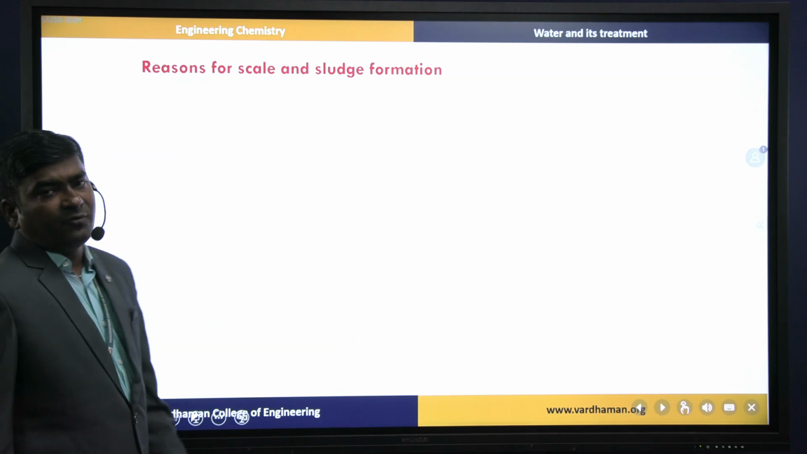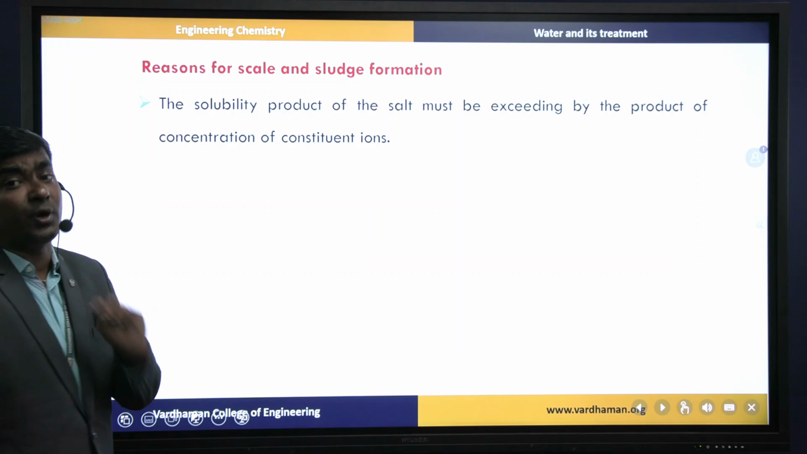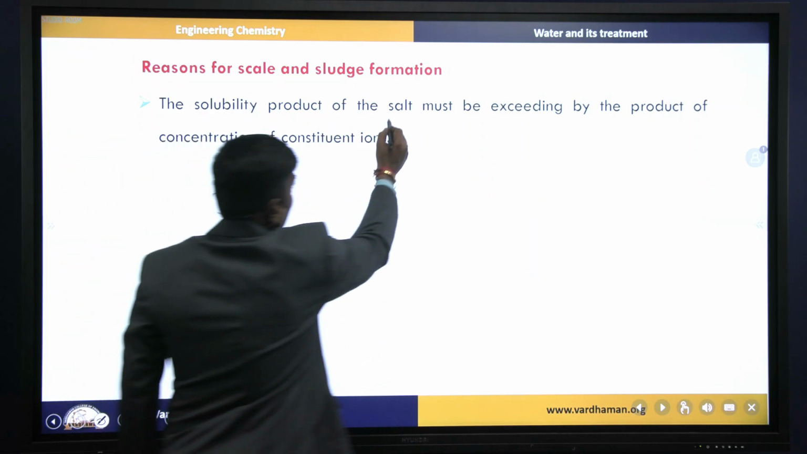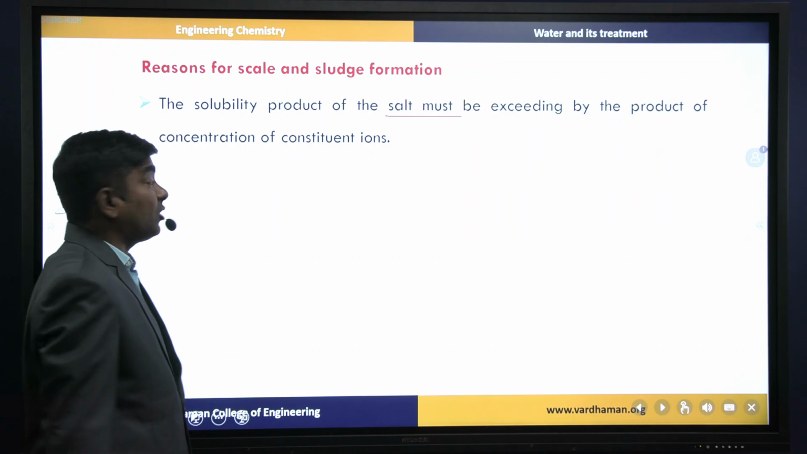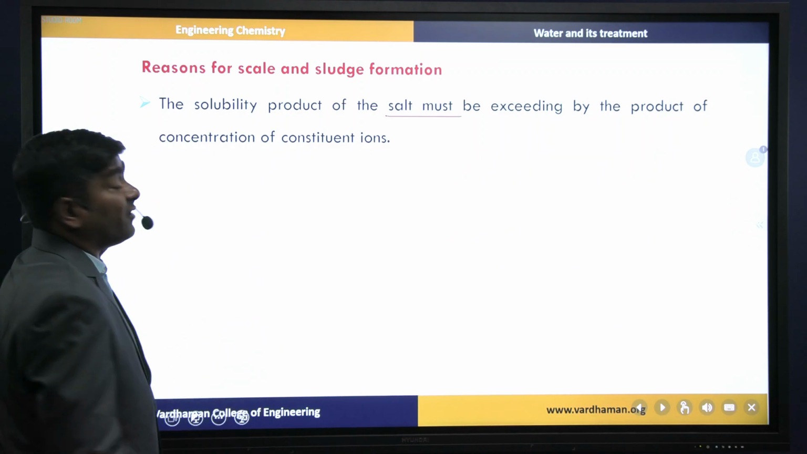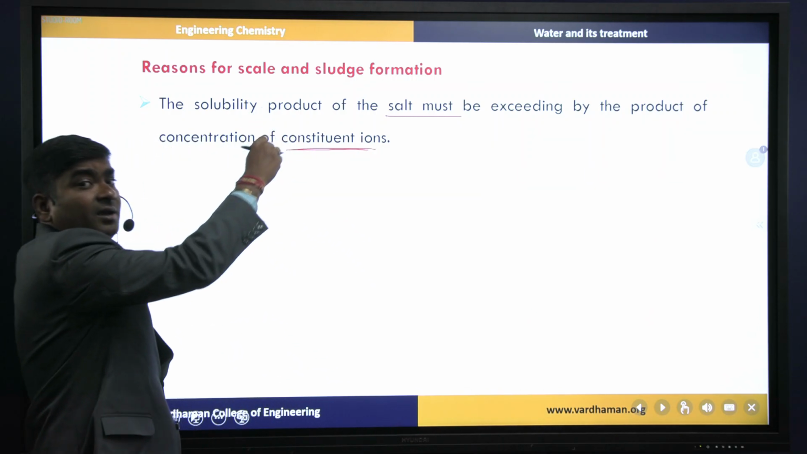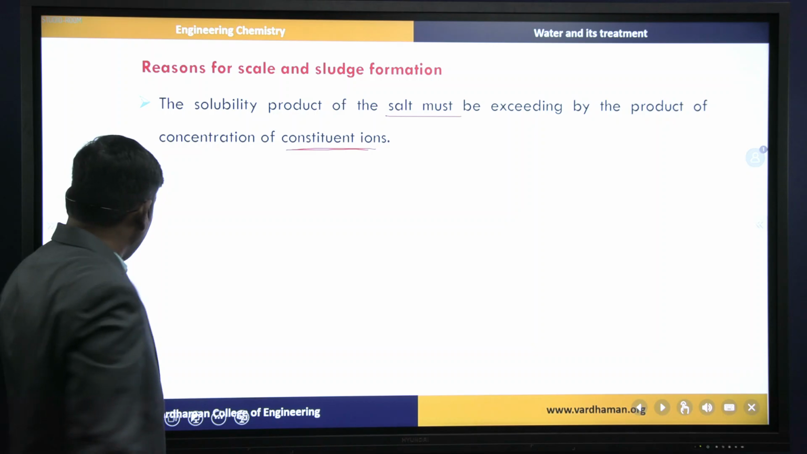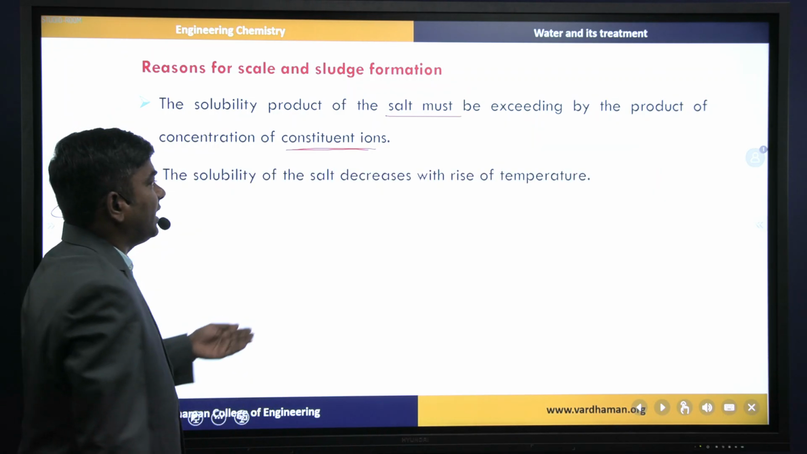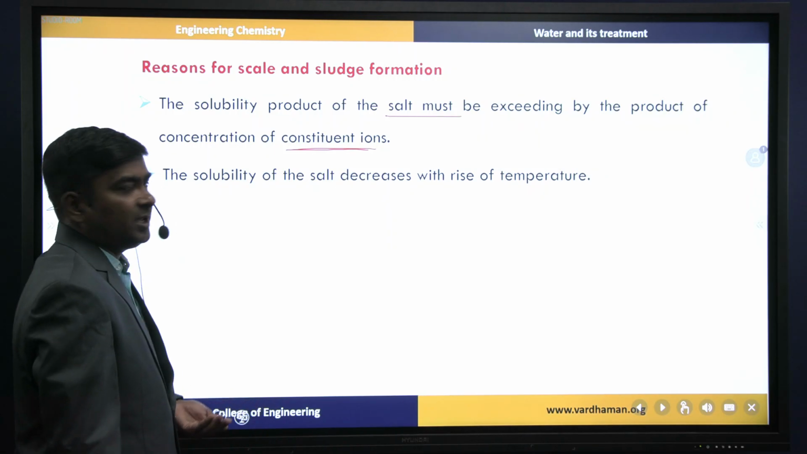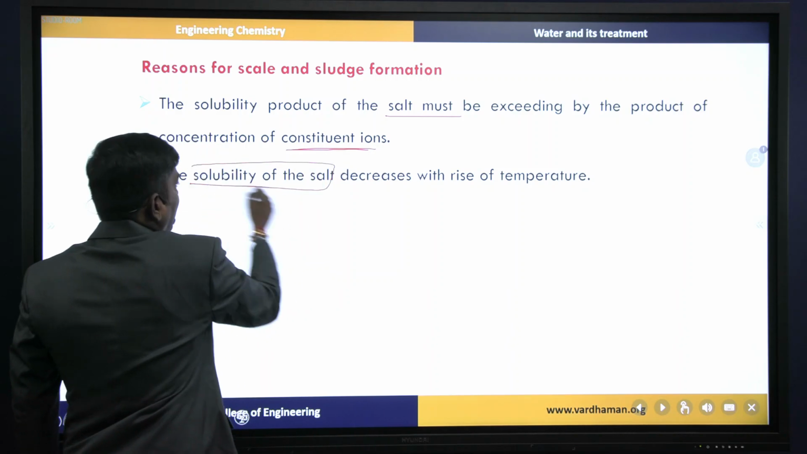The reasons for formation of sludges and scales: number one, the solubility product of the salt must be exceeded by the product of the concentration of the constituent ions of which the salt is made. Second reason, we are raising the temperature continuously, and when the temperature rises, the solubility of the salt decreases.